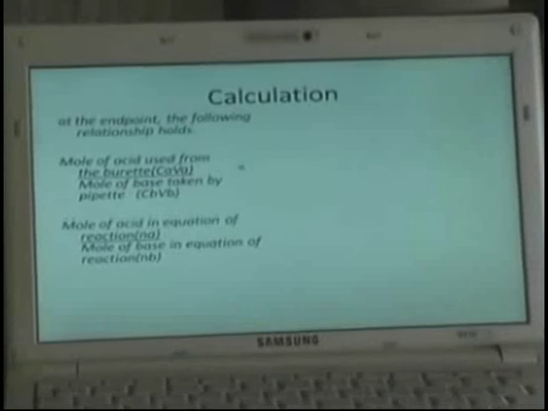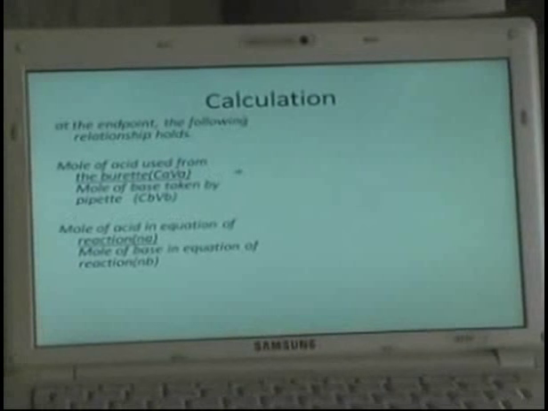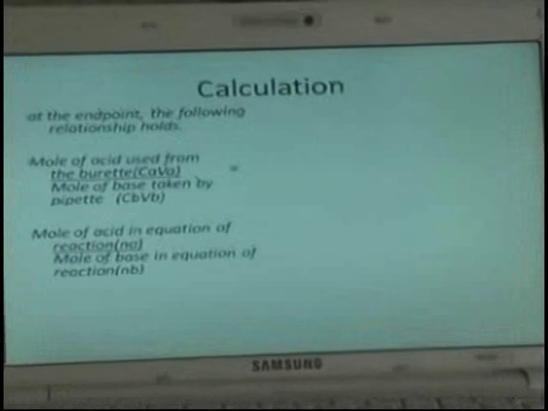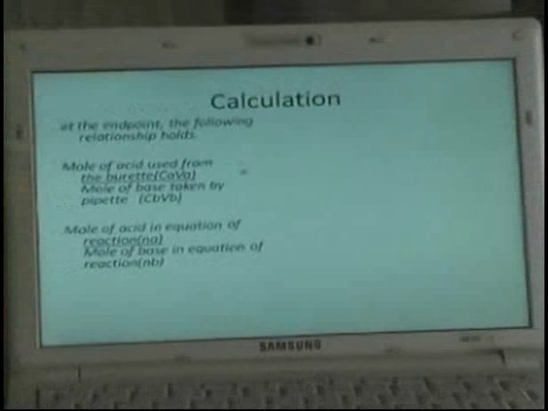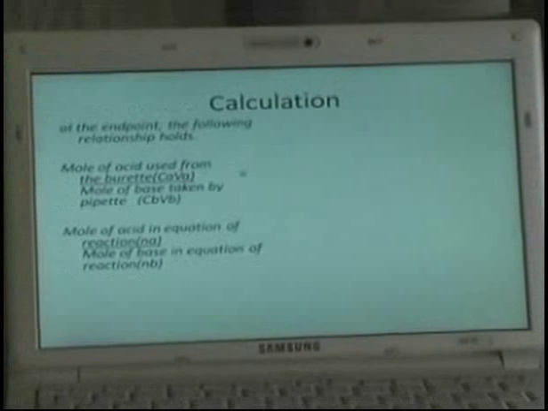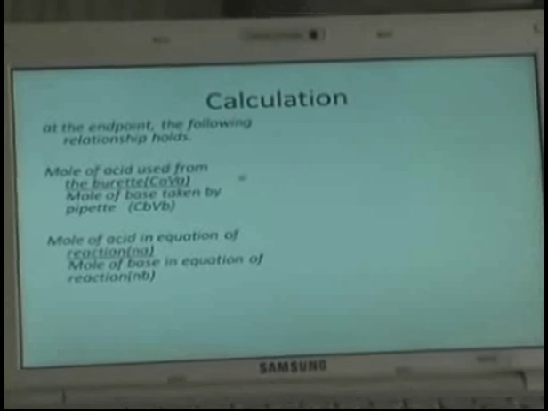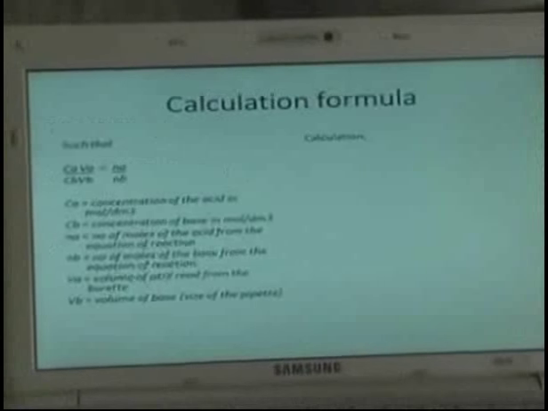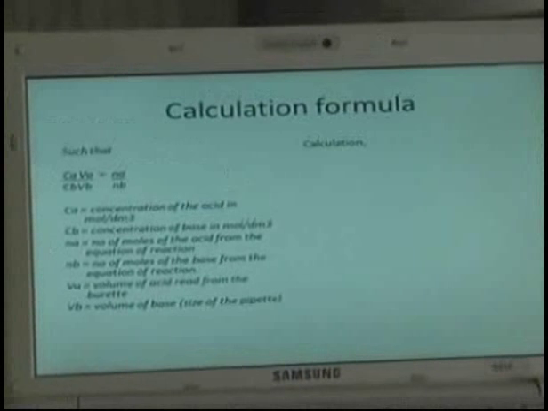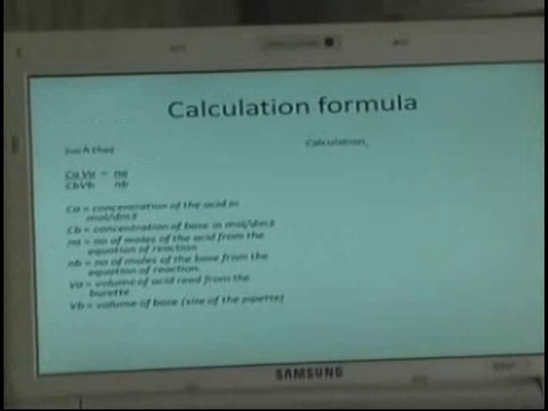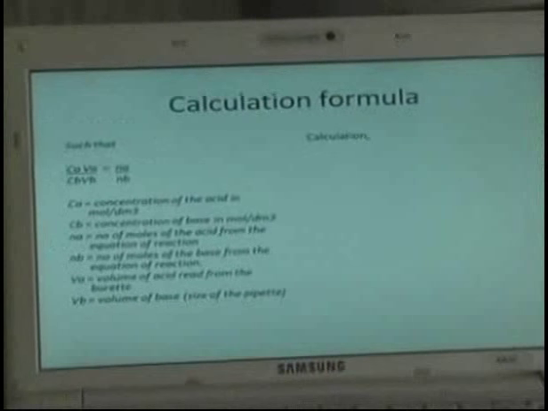In the equation of reaction, divide by the mole of the base in the equation of reaction. That is to say, the mole ratio of acid to base is the same as that in the equation of the reaction. So, we can effectively bring out the representatives of this mole as this.